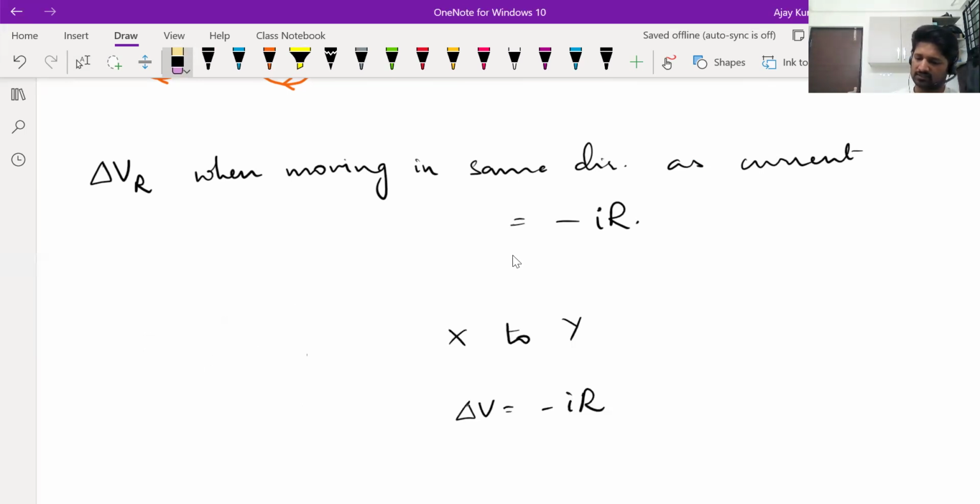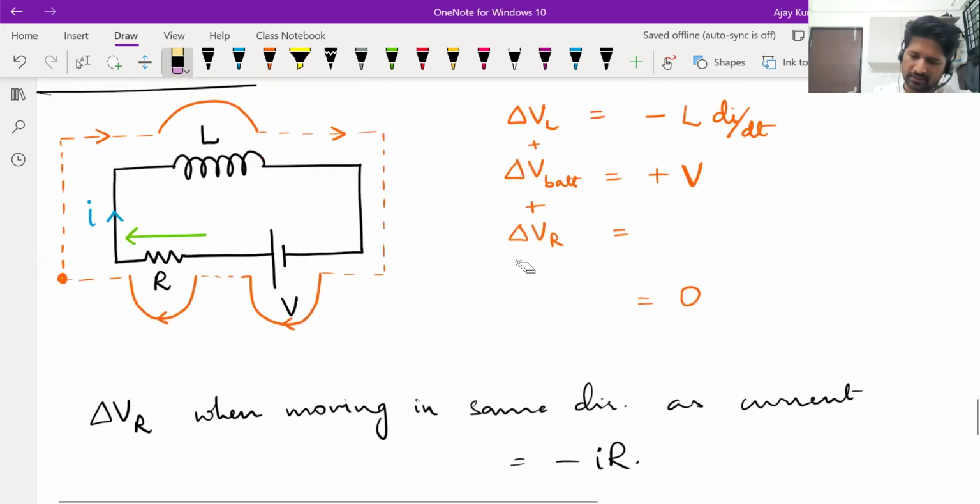Opposite to current, it is plus IR. Okay. So here we are going in the direction of current, so we should write minus IR. And we have returned to the starting point. So the sum of these three should be 0.